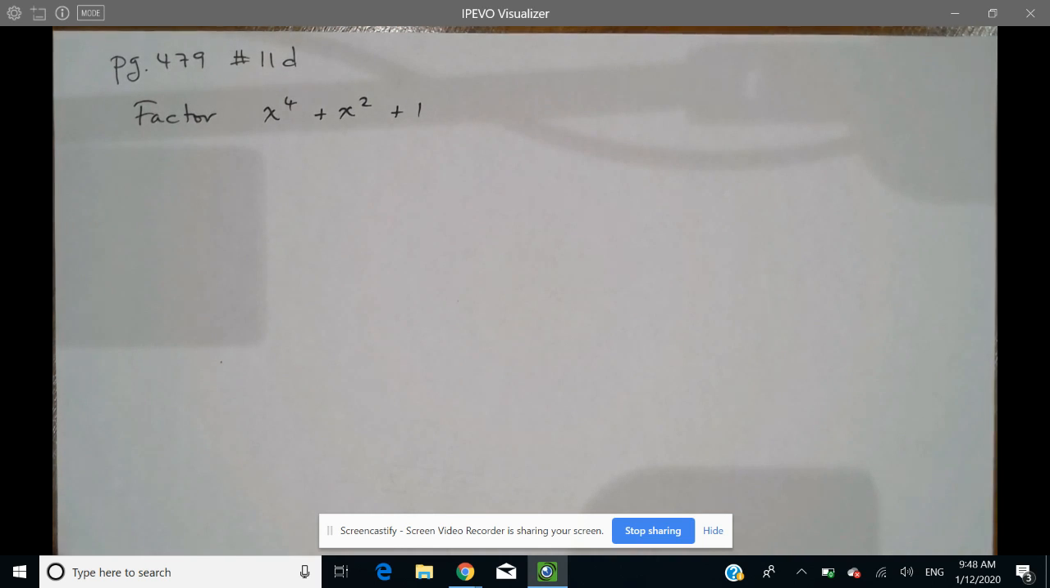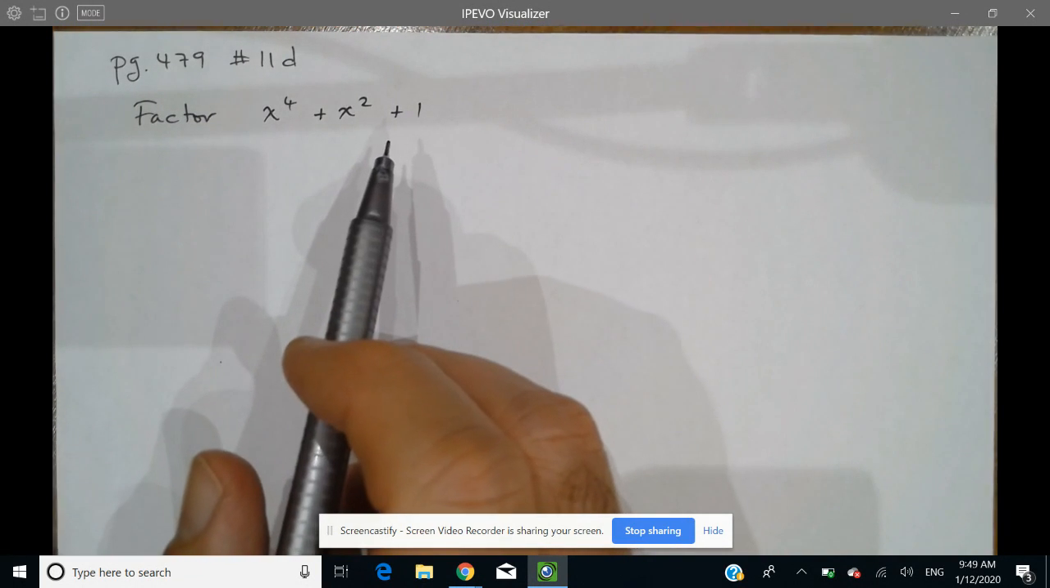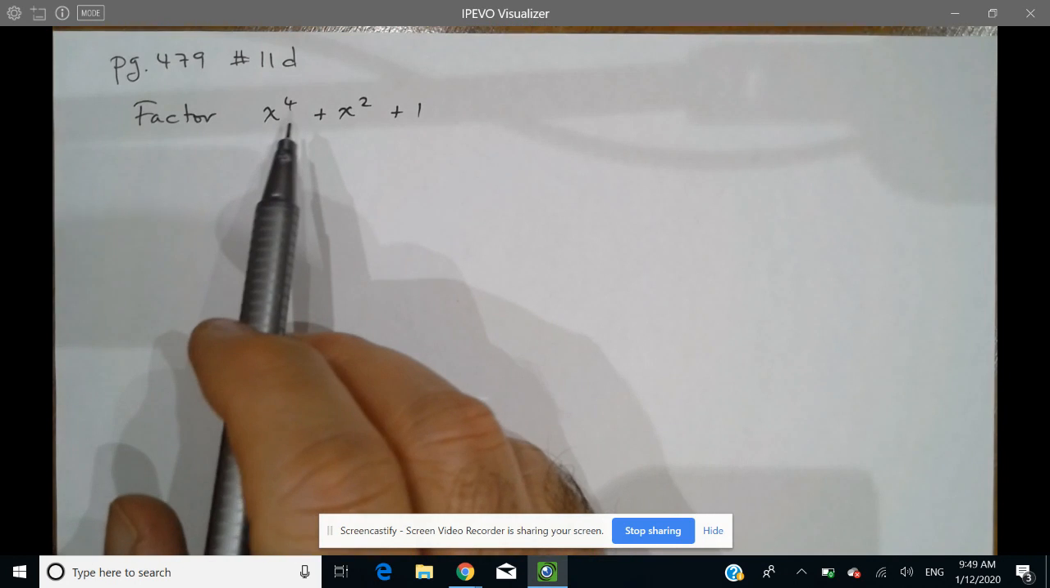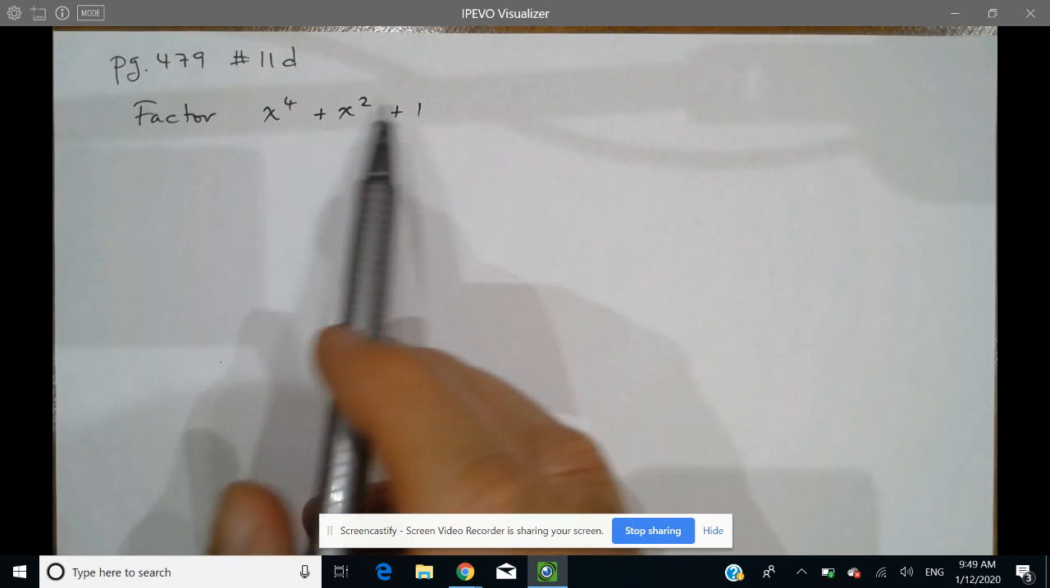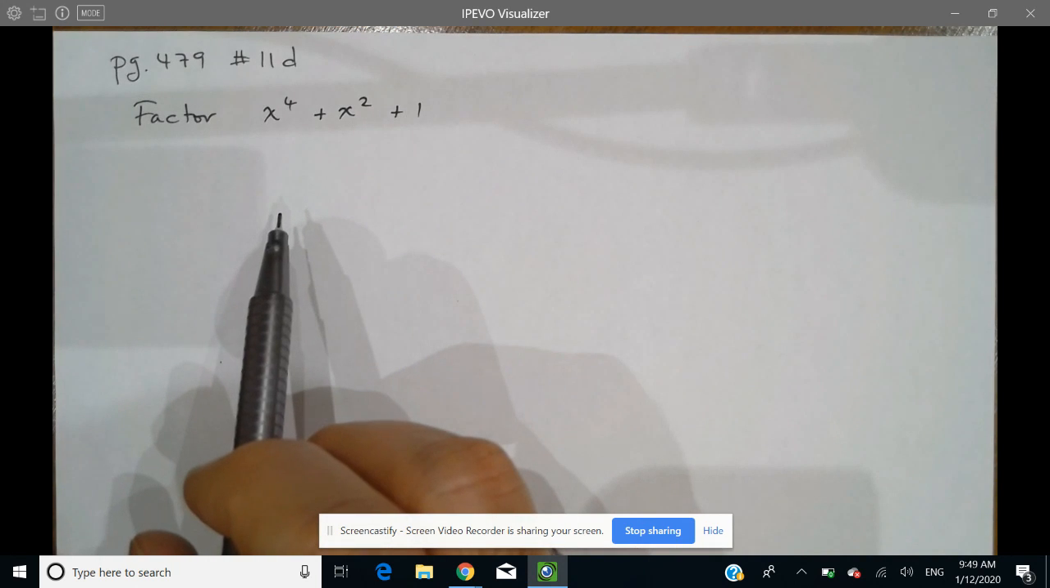Hi folks, we're going to take a look at number 11D on page 479. They're asking us to factor this quartic polynomial. If we take a look at this, the first thing I see is three terms: an x to the fourth term, an x squared term, and then a constant term.